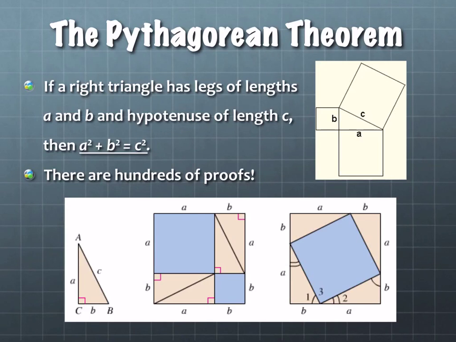The Pythagorean Theorem says that if a right triangle has legs of lengths A and B and a hypotenuse of length C, then A squared plus B squared equals C squared. And there are hundreds of proofs of this. In fact, one of the proofs, I can't remember which one, I don't think it's any of the ones on the screen, was actually created by a president of the United States. Does anybody know who that president would be? It was President Garfield. So now you know.